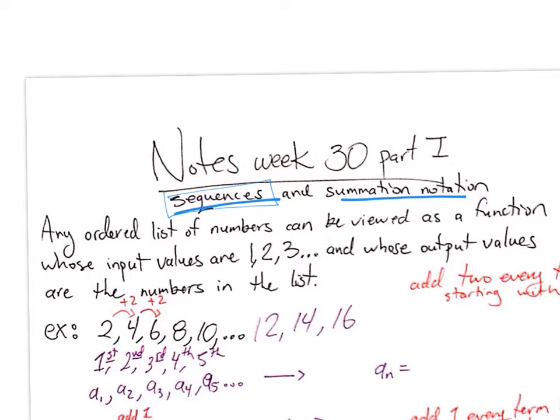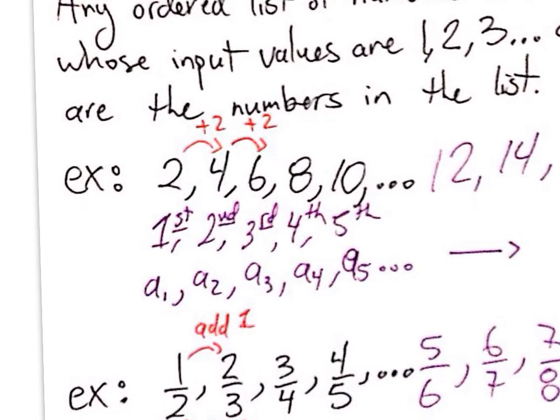So when we have this 2, 4, 6, 8, 10, this is the first and second and third and fourth and fifth term, we say. And we use this notation here. This is a sub 1, a sub 2, a sub 3, a sub 4, a sub 5. So we use that notation to describe the terms in the sequence.